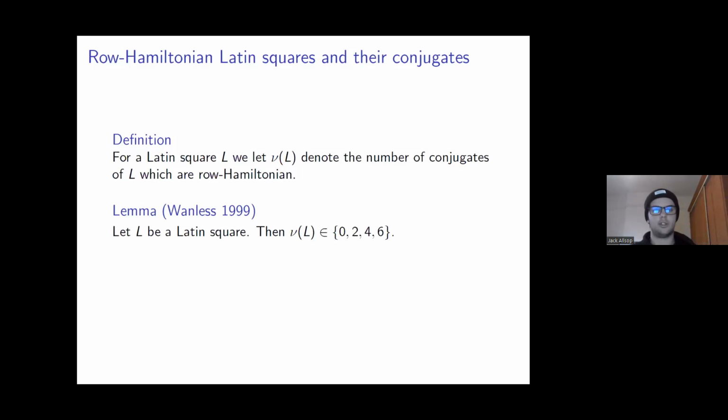And Wanless showed that a Latin square is Row-Hamiltonian if and only if its 1, 3, 2 conjugate is Row-Hamiltonian. And so that implies in particular that nu of L has to be even for every Latin square. And Latin squares whose conjugates are all Row-Hamiltonian are of particular interest, and they're called atomic. For example, we saw that the Cayley tables of cyclic groups of prime order were a family of Row-Hamiltonian Latin squares, but in fact, they're actually atomic. So it's a simple family of atomic Latin squares.